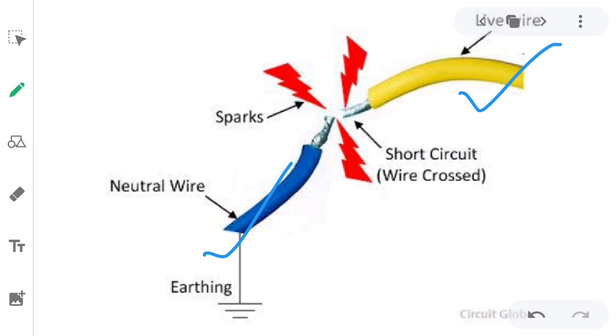In short circuit, touching of live wire and neutral wire directly is called short circuit. Here in this picture also you can see that the neutral wire is touching the live wire directly. Okay, and that's why a spark occurs, and that spark is called a short circuit.